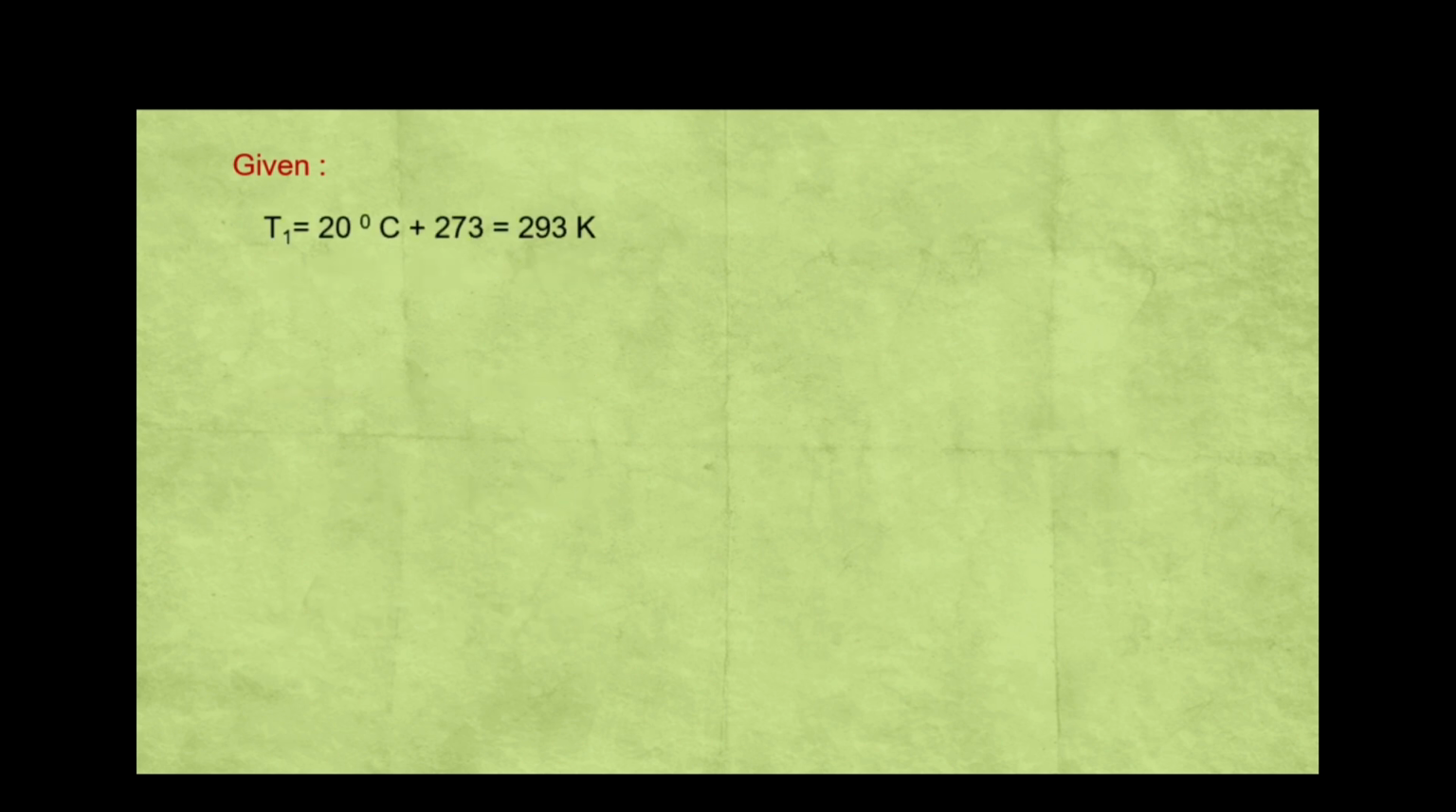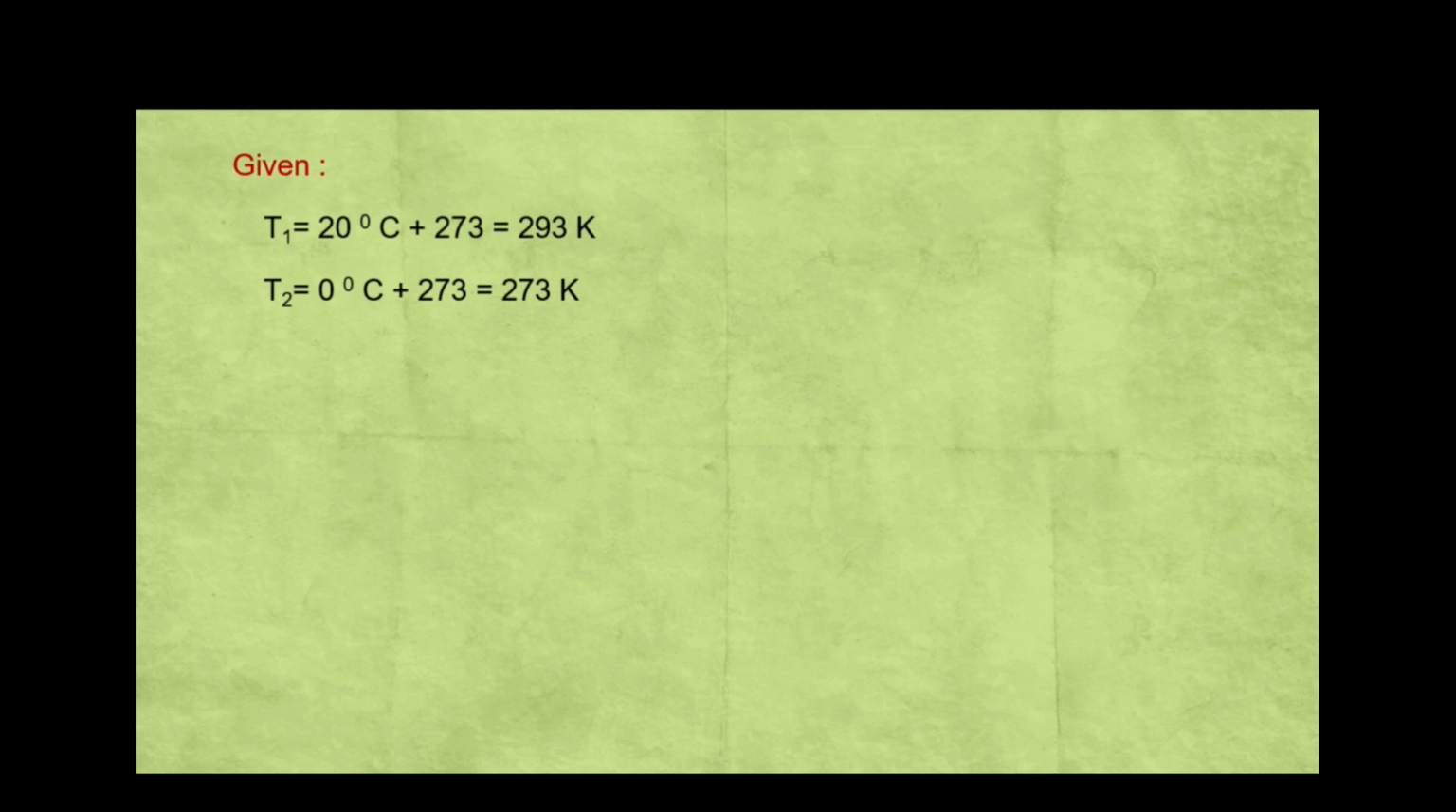So we have a given temperature, initial temperature, which is 20 degrees Celsius. Just like what I mentioned earlier, the temperature must be in Kelvin scale. So we will add 273 to the given value in degrees Celsius. So that is 20 plus 273. Then we have 293 Kelvin.